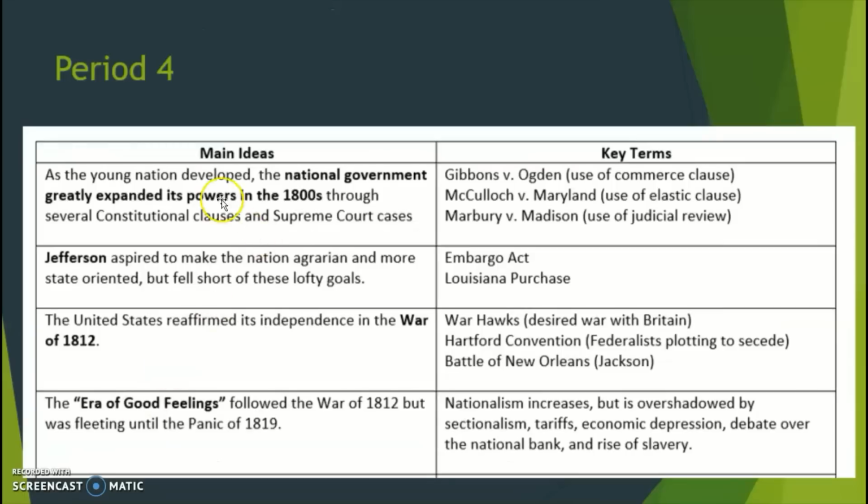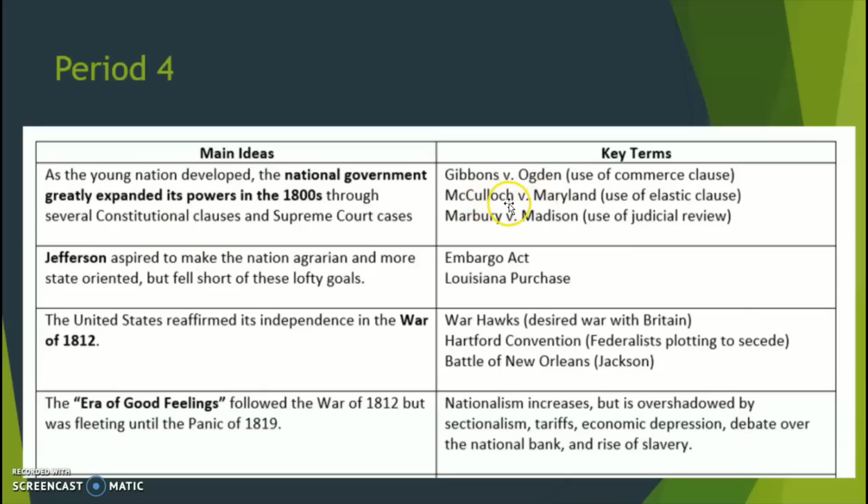Okay, on to period 4 here. And as we are a young nation, the national government is going to be expanding its powers quite significantly in the 1800s, thanks to the Supreme Court. In particular, judicial review is going to be established. Thank you, John Marshall. And we're going to see that 2 important Supreme Court cases, along with Marbury v. Madison, Gibbons v. Ogden, is going to be using the Commerce Clause. And that's going to expand the muscle and power of the national government over the states.